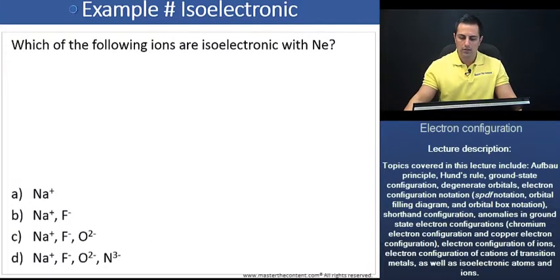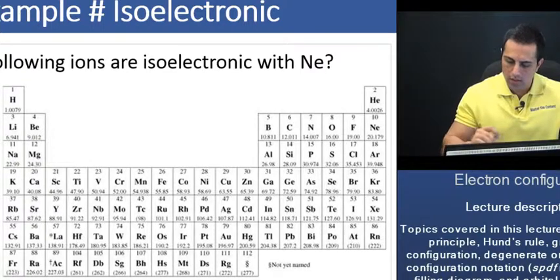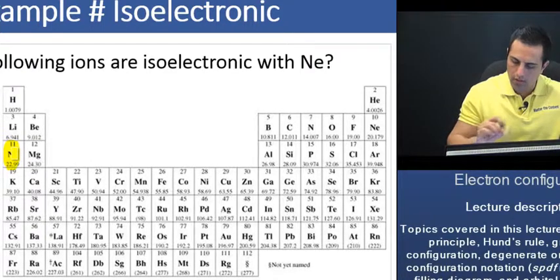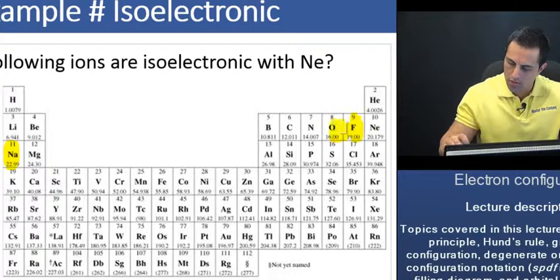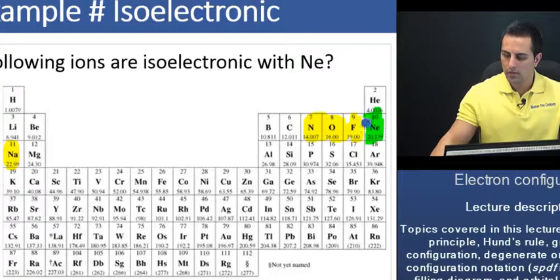Now we'll do a quick example here on isoelectronic. Which of the following ions are isoelectronic with neon? In A, is it the sodium ion, or is it the sodium ion and the fluoride ion in B, or C, the sodium ion, the fluoride ion, and the oxide ion, or in D, sodium, fluoride, oxide, and the nitride ion? Let's go ahead and call upon our periodic table. Let's begin by highlighting all the elements here of interest. So we have our sodium, we have our fluorine, we have our oxygen, and we have our nitrogen, and we'll highlight neon here in green, as that'll be our reference element here.